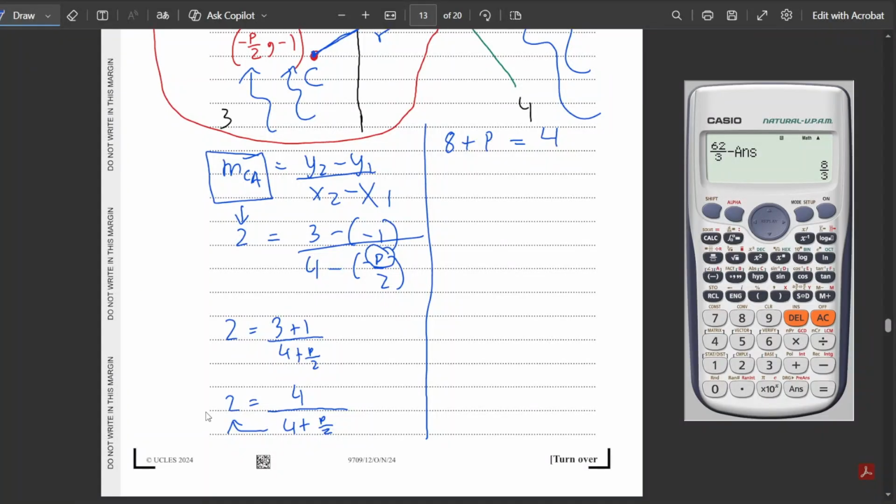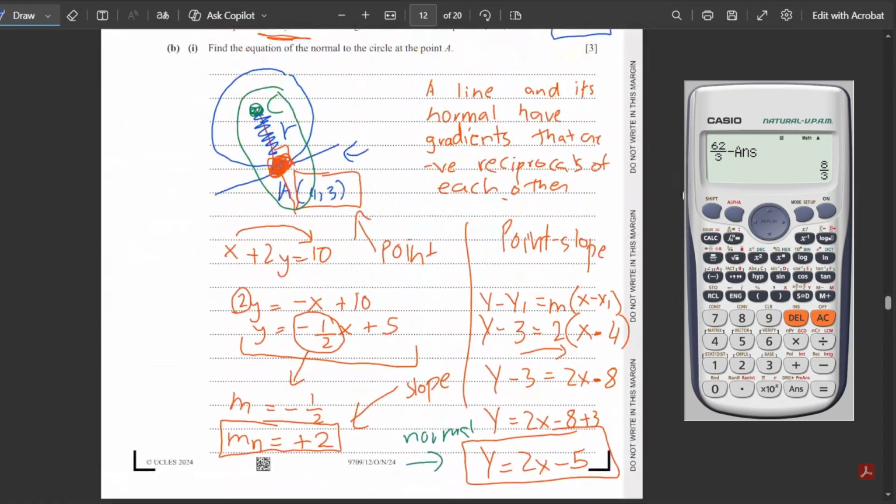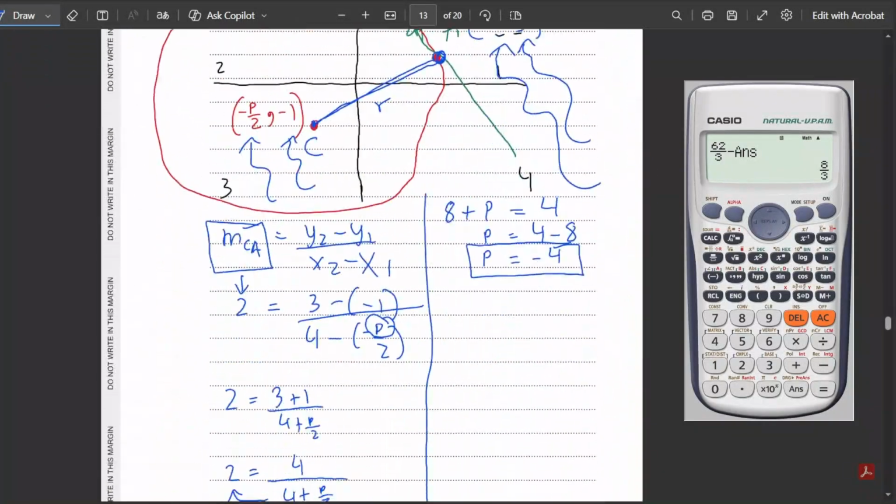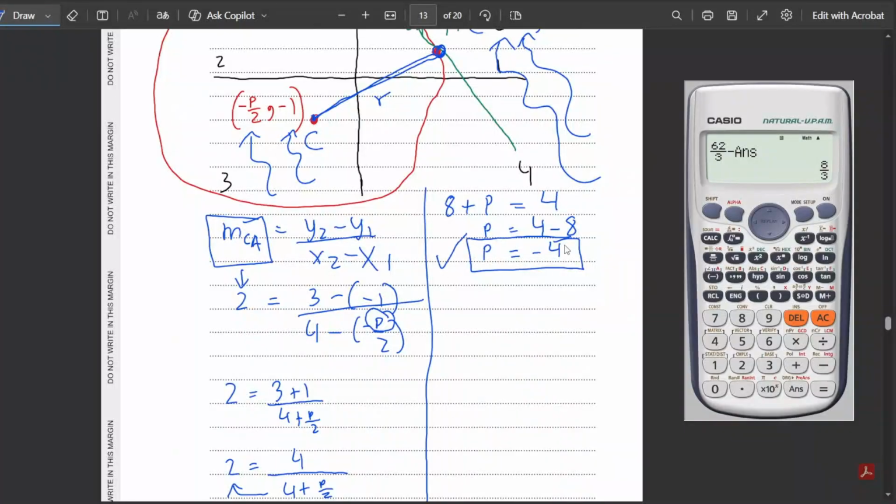Okay, now I can rearrange the equation, so it's going to be 4, the 8 goes to the other side, it becomes minus 8, and so p is going to be 4 minus 8. What is 4 minus 8? 4 minus 8 is going to be minus 4. So p is equal to minus 4. Now let me just check if I go back over here. Okay, they don't say p has to be a positive constant, which means p can be negative. I was just checking that. So I've now found the value of p.